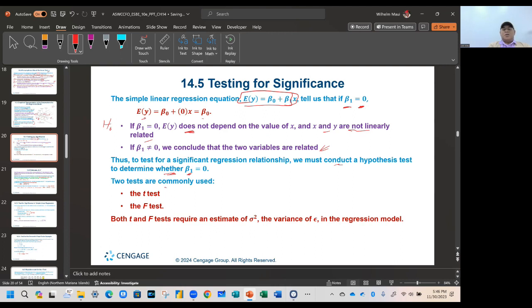The two tests we will use are the t and the f. But we already know what the t test and the f test are, right? It's just that we're going to use them in the context of a linear regression problem. So both t and f require an estimate of the variance of that error term in the regression model, no?